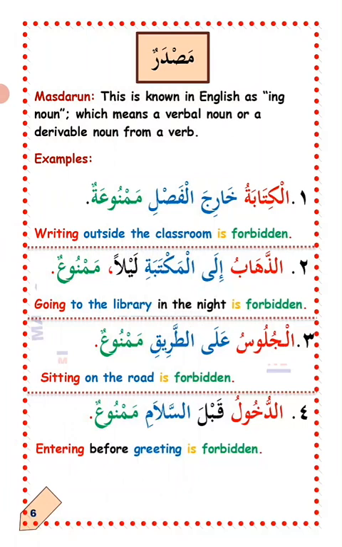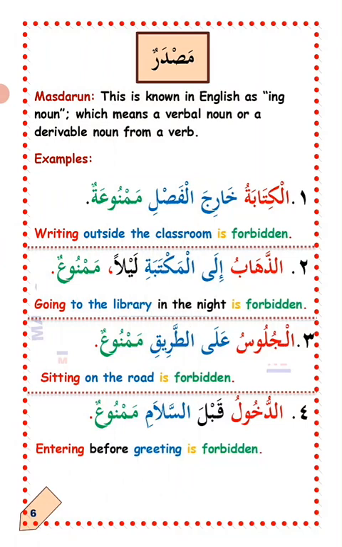Nouns like eating, dancing, jumping, singing, they are not pure nouns, rather they are ing nouns, gerunds. So masdar, verb noun. So the nouns that are derived from verbs. Now the examples of masdar in Arabic.